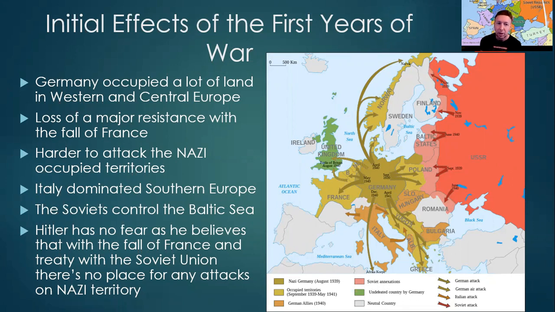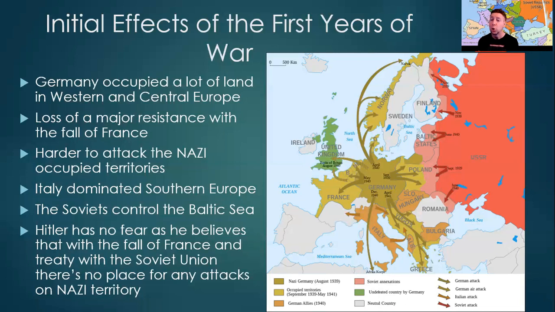There is a loss of major resistance because of the fall of France, meaning there is going to be a hard battle to come. It is now harder to attack these Nazi-occupied territories because where do you attack from? You have to attack from the sea, and that is one of the hardest things to do in order to push back an enemy. You can see Italy's dominating Southern Europe. They're also going to dominate over in the East.